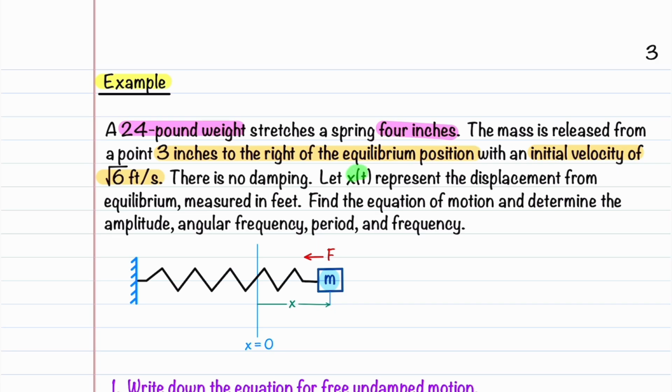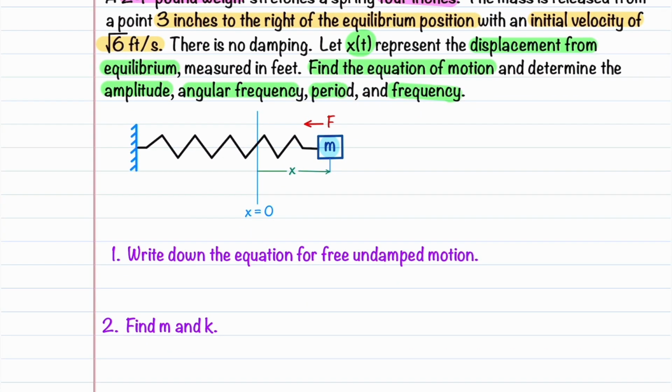We're going to let x of t represent the displacement from equilibrium, and that's going to be measured in feet. We are asked to find the equation of motion and then determine the amplitude, angular frequency, period, and frequency. Notice in our diagram that our spring is stretched to the right of the equilibrium position, and that equilibrium position is given as x is equal to 0.